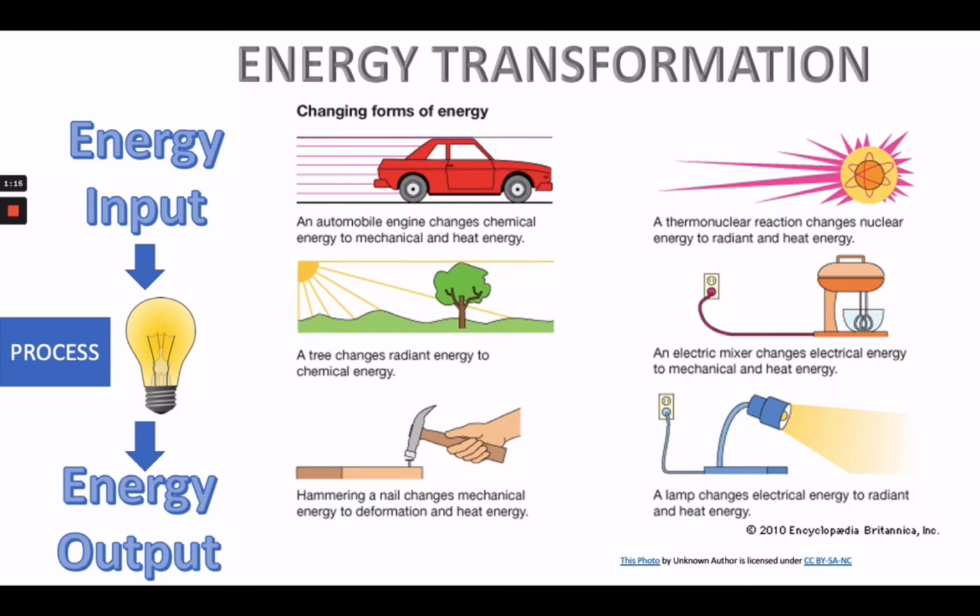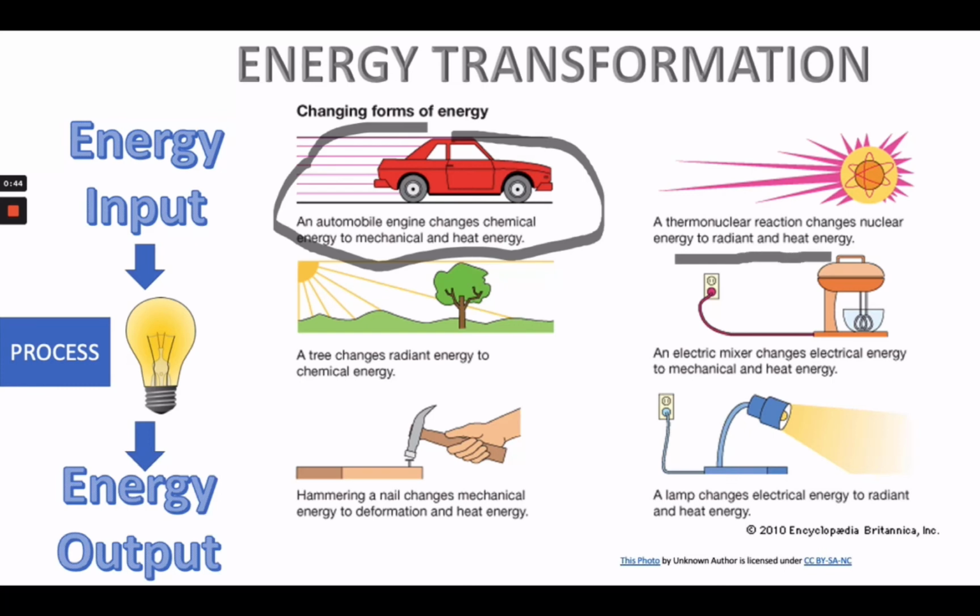Let's look at this example. In generating energy, we deal with the source of energy, like an automobile using gasoline. Gasoline is a form of chemical energy which is processed by the engine, converting it to mechanical and heat energy. Another example, we have a thermonuclear reaction changes nuclear energy to radiant and heat energy.